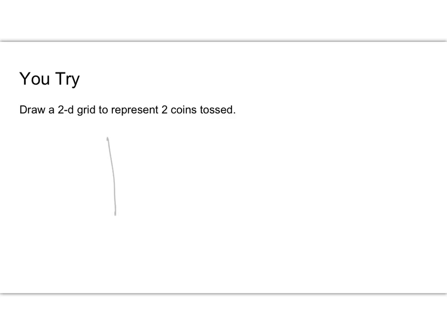Okay, yours might not look exactly like mine, but it should look similar. So I'm going to call this heads, tails, and heads, tails. Yours might be the opposite, that's okay. And you can see I have 4 different outcomes here. 1, 2, 3, and 4, that's all the intersections.